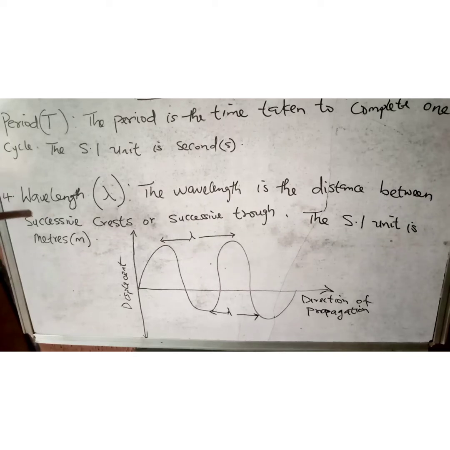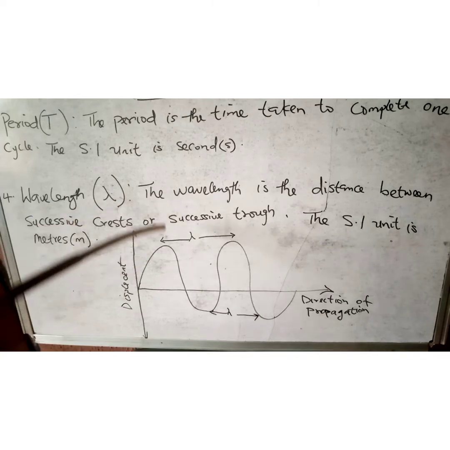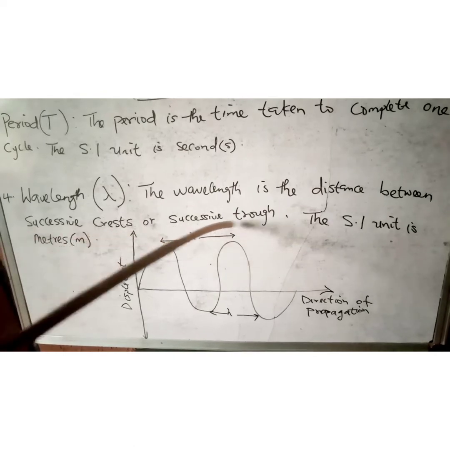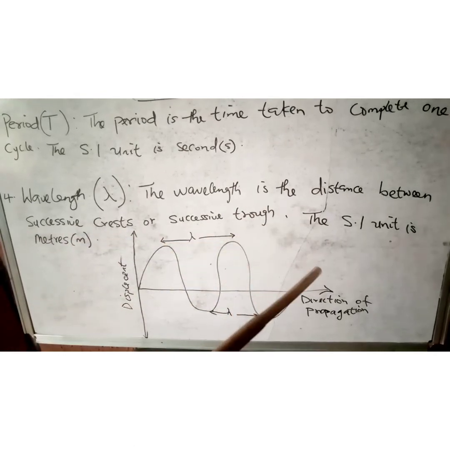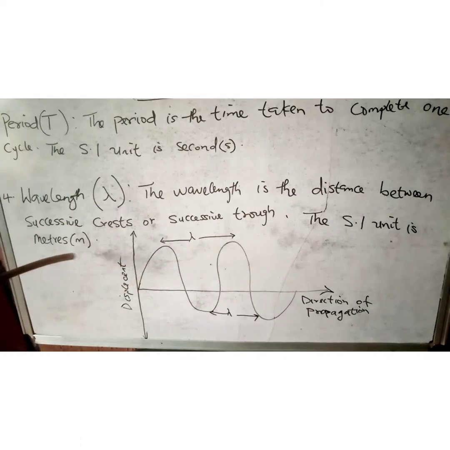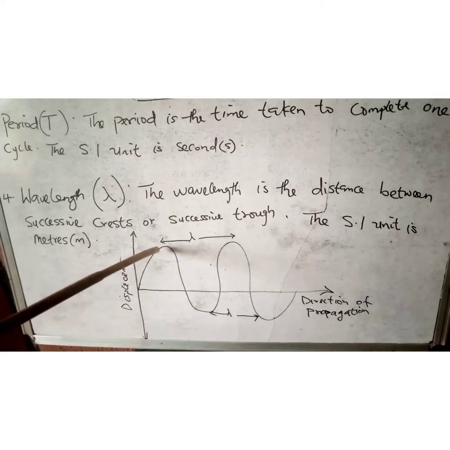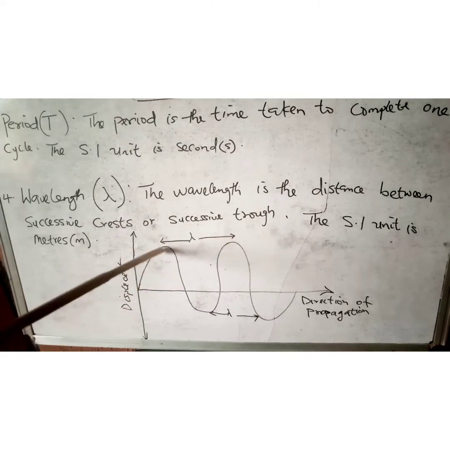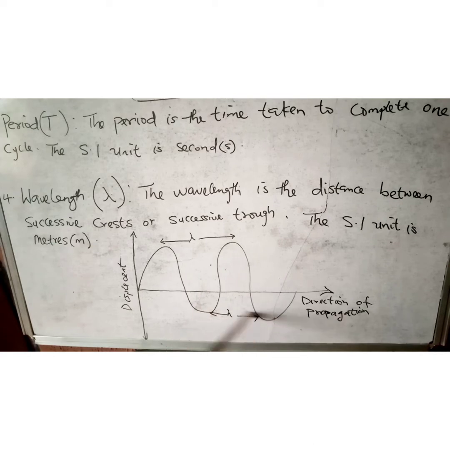The fourth one is wavelength, and this is the symbol for wavelength. The wavelength is the distance between successive crests or successive troughs, and the SI unit is meters. So from this diagram, our wavelength is the distance between these two successive crests, or the distance between these two successive troughs.